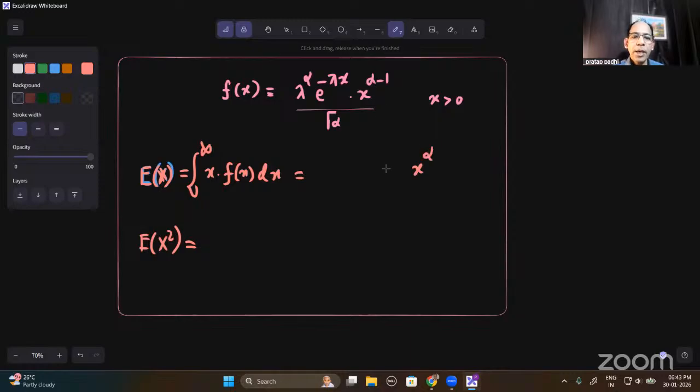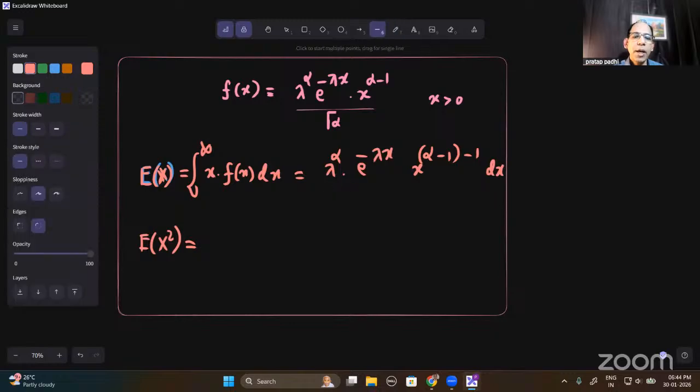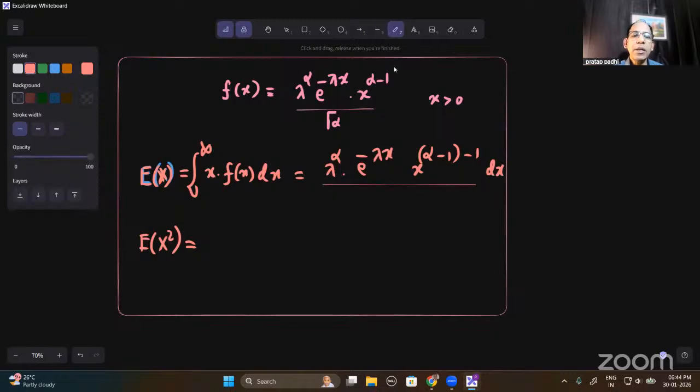But I have to make it alpha minus 1 only, because I want minus 1. So I'll write it this way, dx. This x I have to multiply with f(x). But other things are the same: lambda^alpha, e^(-lambda x), and gamma(alpha), everything is the same. So what is changed? I multiplied x.